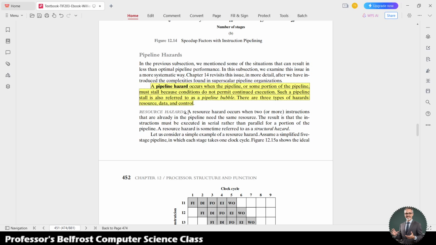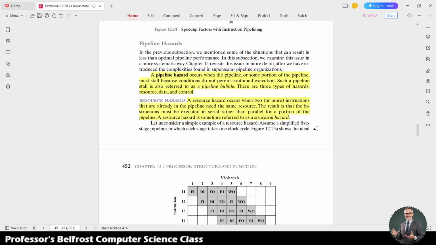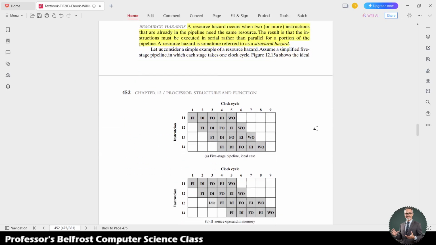First, a resource hazard. A resource hazard occurs when two or more instructions that are already in the pipeline need the same resource, and the result is that the instructions must be executed in serial rather than parallel for a portion of the pipeline. This is sometimes called a structural hazard.